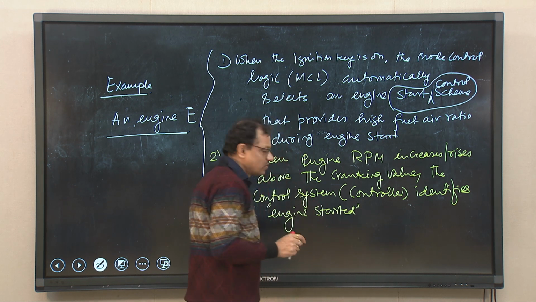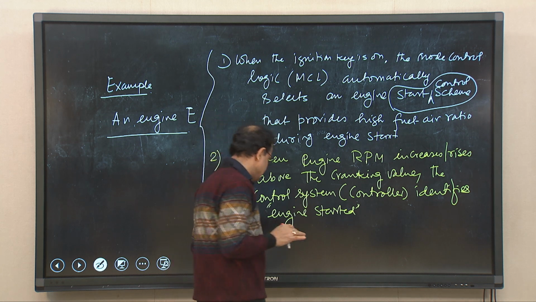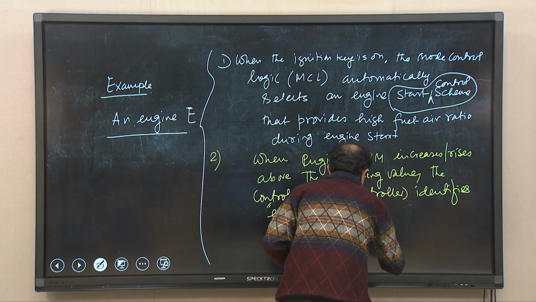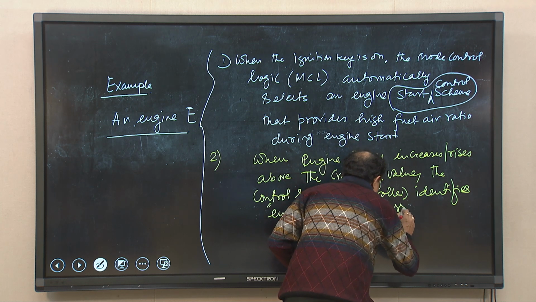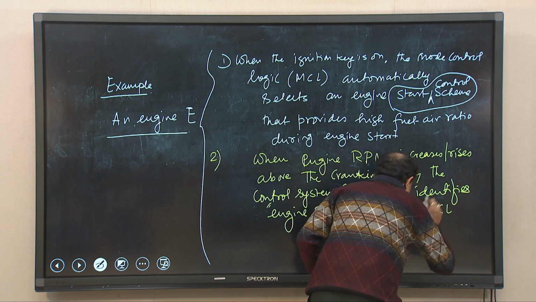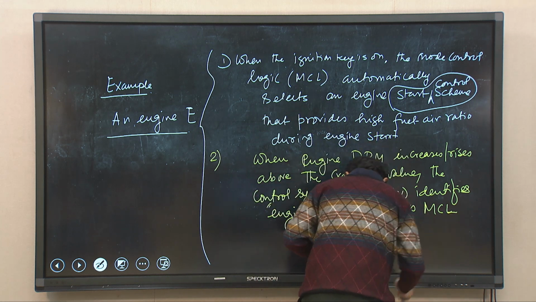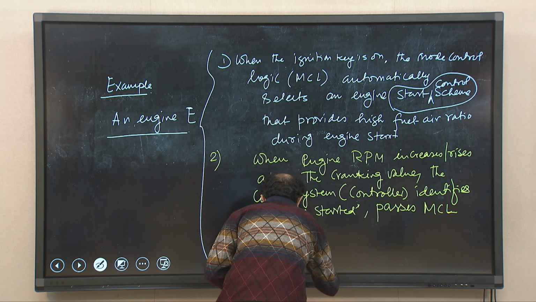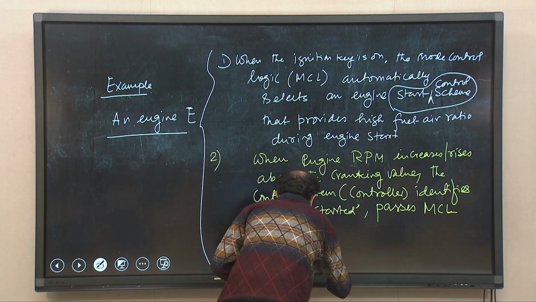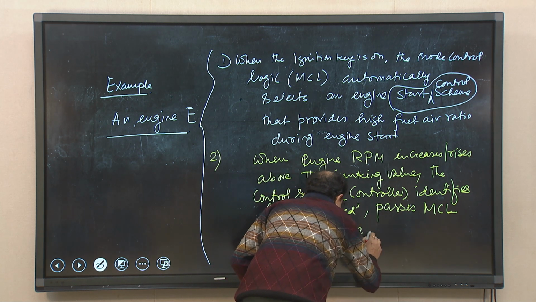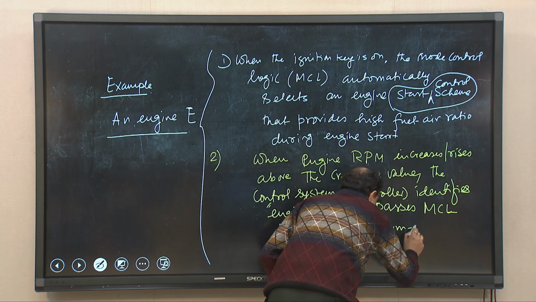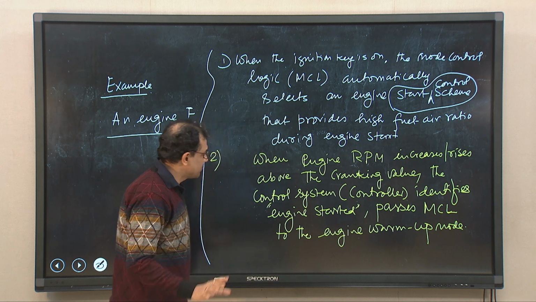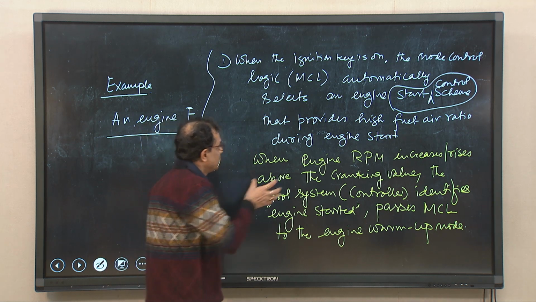So, then control will identify that the engine is already started and passes the control to the program, and passes mode control logic to the engine warm up mode. Okay. So, try to understand, I have taken this example.